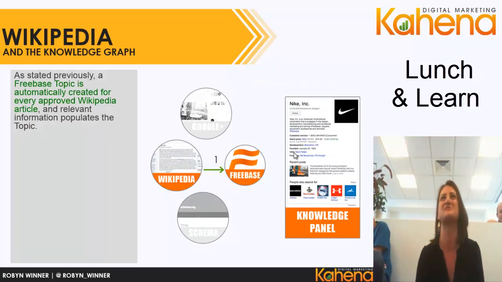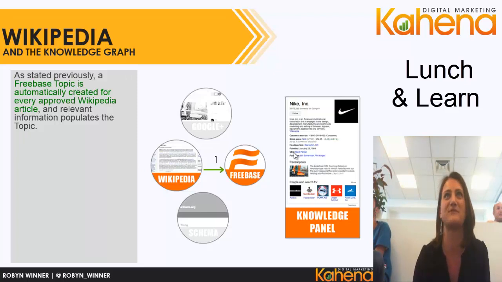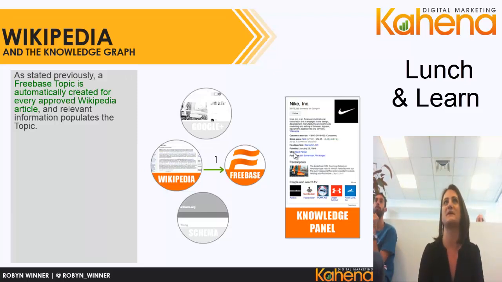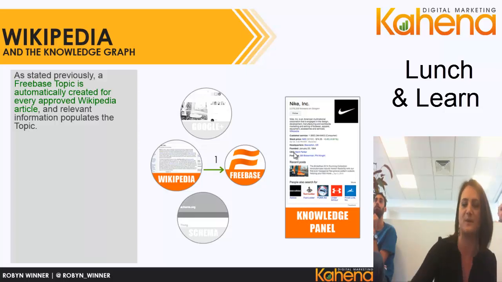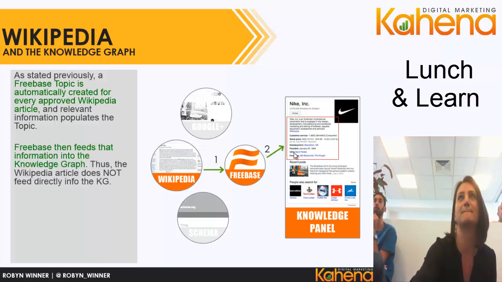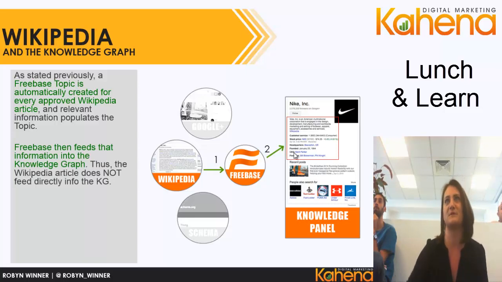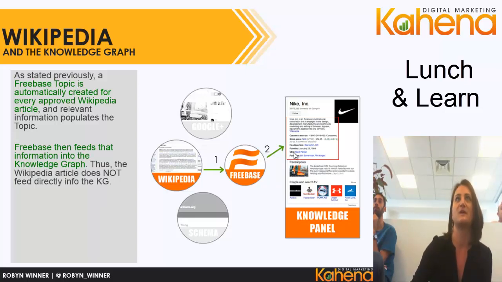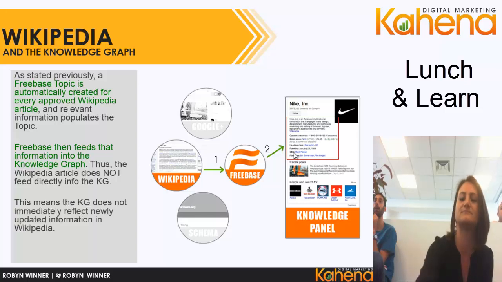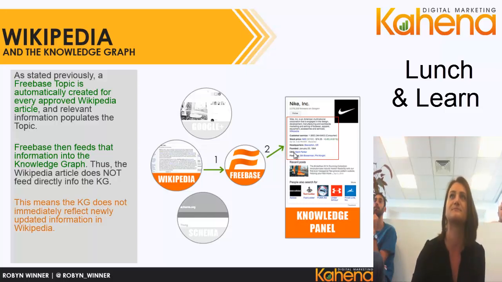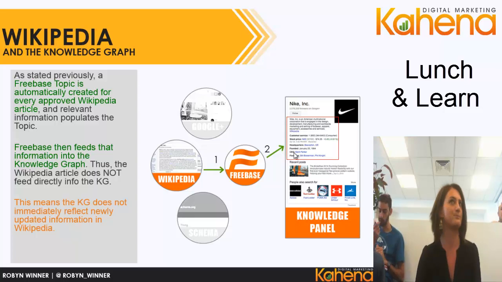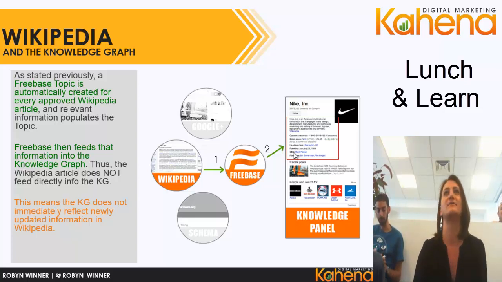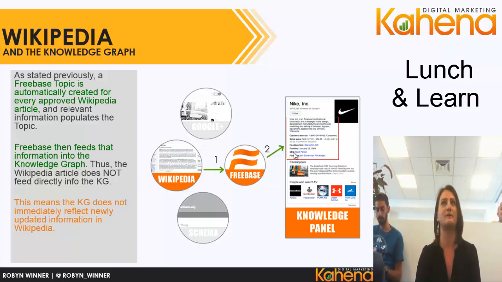Okay, so Wikipedia and the knowledge graph. As I stated previously, a Freebase topic is automatically created for every approved Wikipedia article, and relevant information populates that topic. Then Freebase feeds that information into the knowledge graph. Thus, the Wikipedia article does not, I want to highlight, does not feed directly into the knowledge graph. But Freebase is the only source of information into that little snippet there? No. I will address that later. Sorry. This means that the knowledge graph does not immediately reflect new Wikipedia information.